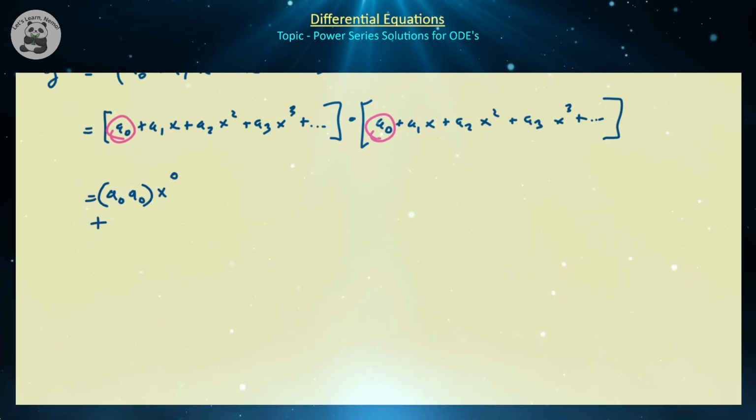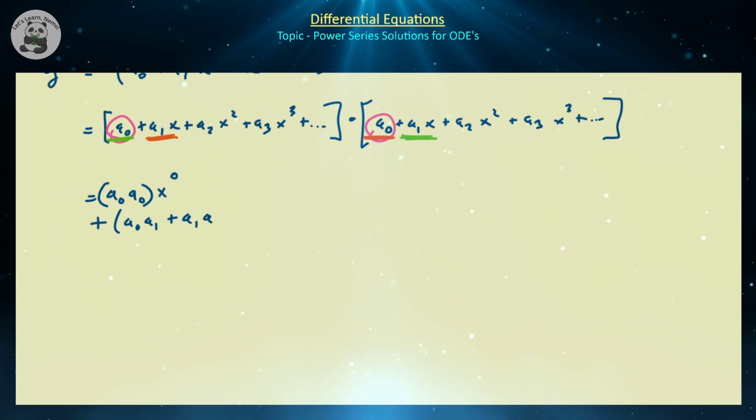So we can move on to the linear term next. So we're going to have an a0 times a1x. So that's going to be one linear term. And then you're going to have a1x times a0. That's another linear term, and those are the only ways you can get linear terms out of this expansion. So that's going to be a0 times a1 plus a1 times a0 times x to the power of 1. Now, how can you get quadratic terms? So it's either quadratic times constant, constant times quadratic, or linear times linear.